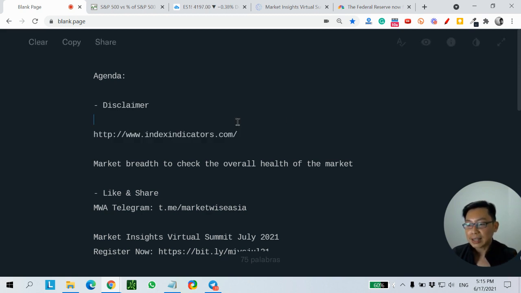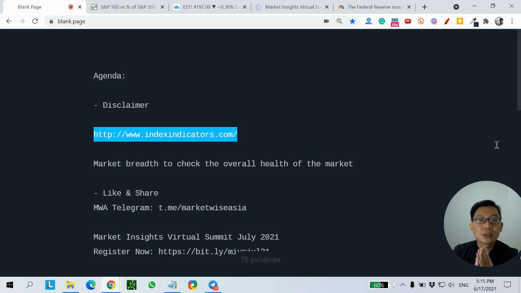I'm going to use this site called the index indicator to share with you the market breadth. Basically, the market breadth is to check the overall health of the market. For those who don't know, market breadth refers to how many stocks are actually participating in a given move in an index or a stock exchange. An index could be rising, but more than half of the stocks in the index could be falling, because a small number of stocks have such huge gains that they drag the whole index higher. For example, the S&P 500: Apple and Microsoft could be heading higher, but the rest of the stocks could be heading lower, because they have such a huge weightage on the S&P 500.